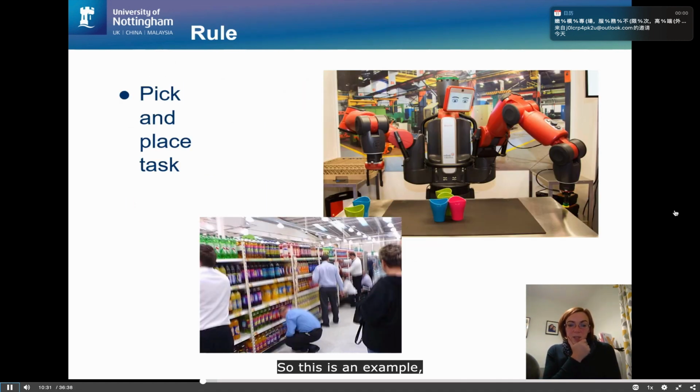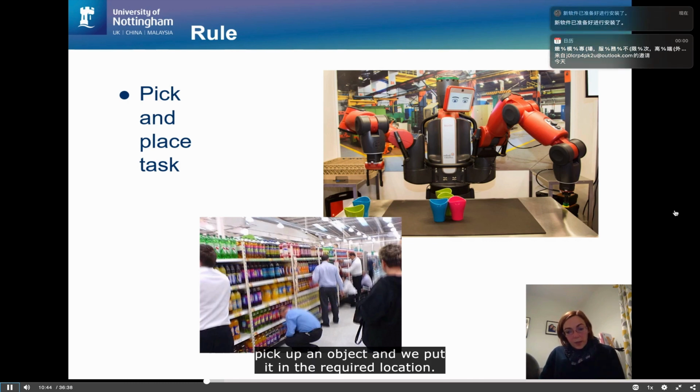So this is an example, again, of a rule-based behaviour. This is a pick and place task. So a typical pick and place task is where we pick up an object and we put it in the required location. You can see an example of a human-based pick and place task in the bottom left there, a supermarket shelf stacking task. So placing the items for sale in the right place on the supermarket shelves is a classic pick and place task.